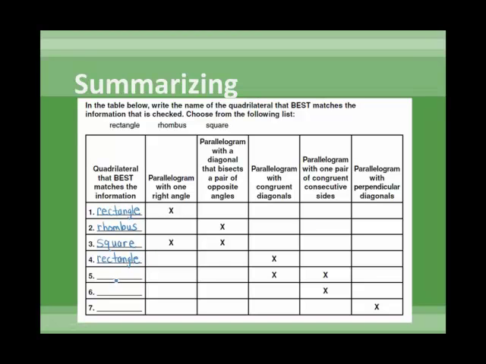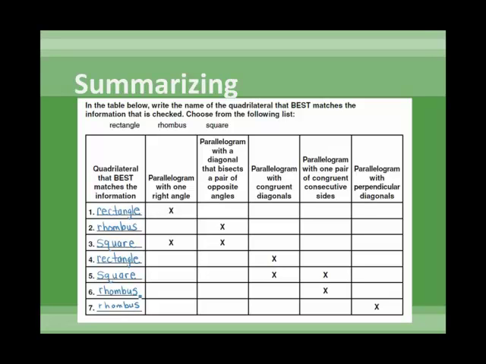Okay. For number 5, congruent diagonals and one pair of congruent consecutive sides. So congruent diagonals makes it a rectangle. A pair of congruent consecutive sides makes it a rhombus. So if we put those two together, that makes this a square. For number 6, congruent consecutive sides, that would be a rhombus. And then for number 7, a parallelogram with perpendicular diagonals, that would be a rhombus.